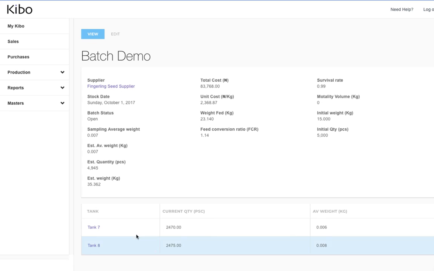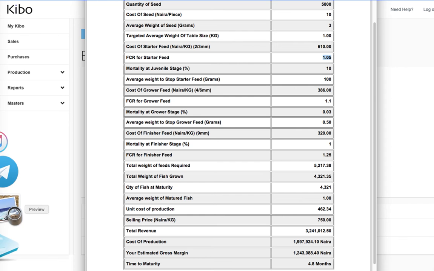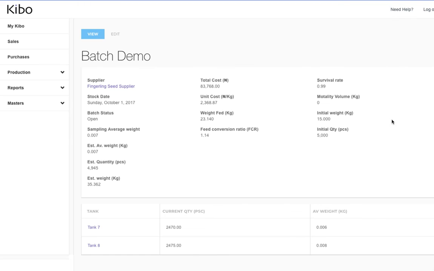So now these are the tanks and these are their different average weights, but as a batch we're at average and we're on track, and the feed conversion ratio so far is 1.14, even though according to our plan we were hoping to be at 1.05. So we're about 0.5 off on our starter feed, which isn't too bad actually, which is pretty good. So according to our check, we're still on track here.